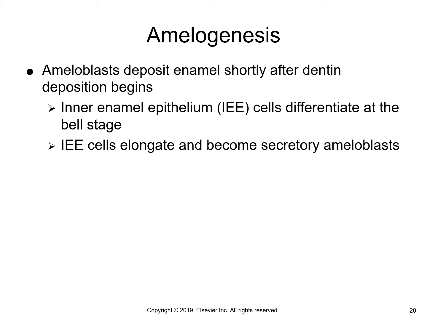Amelogenesis is where the ameloblasts, which are the enamel-forming cells, will deposit enamel shortly after dentin deposition begins. The inner enamel epithelium cells differentiate at the Bell stage. These inner enamel epithelium cells will elongate, and they will become secretory ameloblasts, secreting enamel.